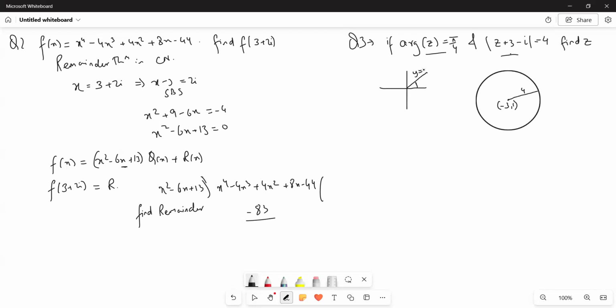So this would be y equal to x. Argument of z equal to pi by 4 implies that z lies on the line y equal to x, and mod of z plus 3 minus I equal to 4 implies that z lies on the circle centered at -3, 1, radius 4. अच्छा, इस सर्कल का इक्वेशन कोऑर्डिनेट में what can we write as (x plus 3) whole square plus (y minus 1) whole square is equal to 16. So z has to lie on the line y equal to x. Z has to lie on the circle as well. How? What would be the easiest way to find z?